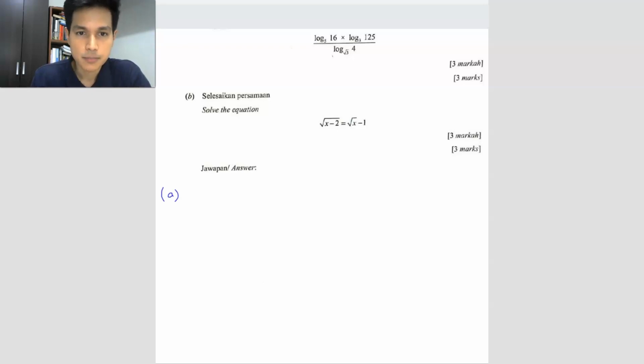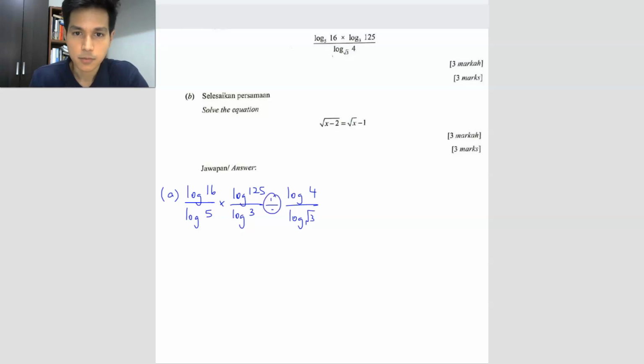So to make it the same base, I can change it to base 10. So log 16 over log 5. See, when I never write anything, it means base 10. Automatically, you know it's base 10. I don't have to write it. And then multiply by log 125 over log 3. And then divide by log 4 over log root 3.